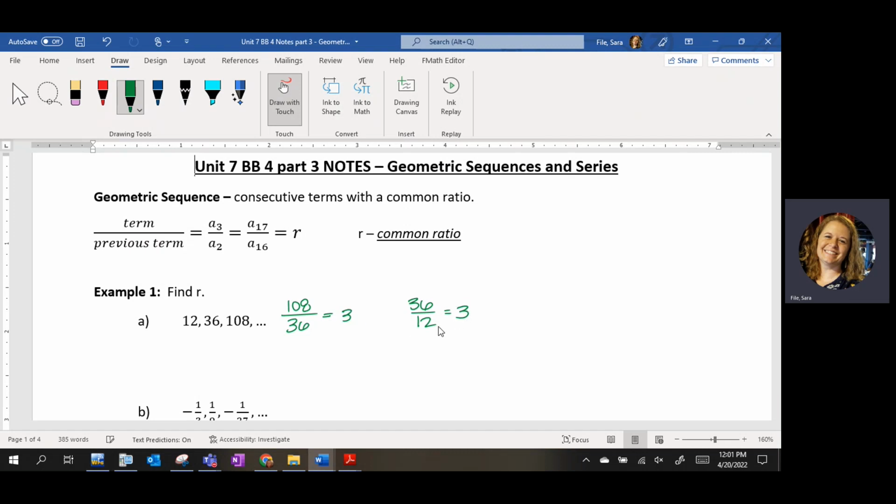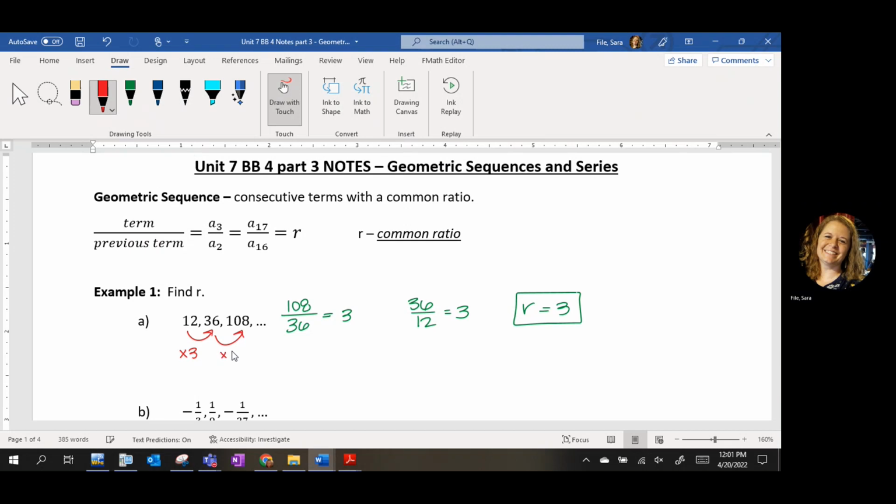They're the same. So that means that the ratio, they have it in common. It's a common ratio. So that is R. And what that means is to get from term to term in my sequence, I am multiplying by 3. So in arithmetic sequences, you were adding a constant each time. Now you're multiplying by the same number each time. Okay. Does that make sense?